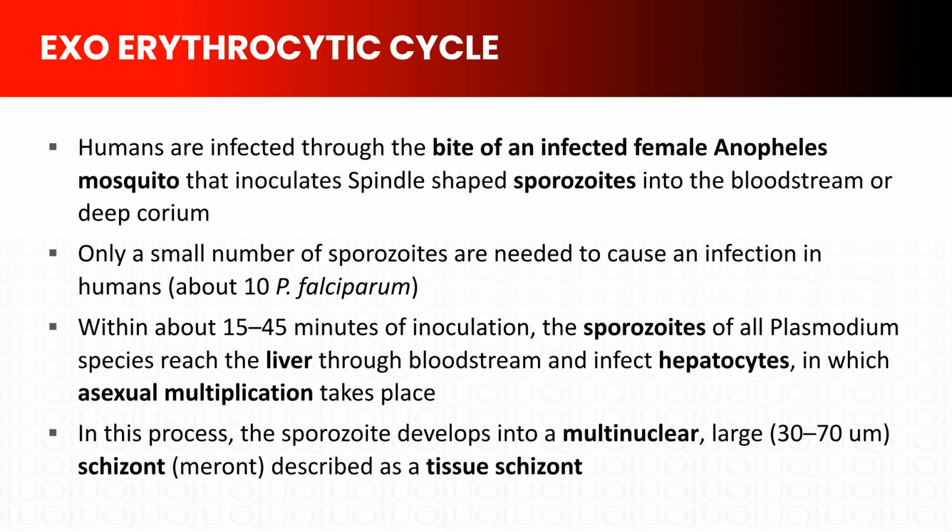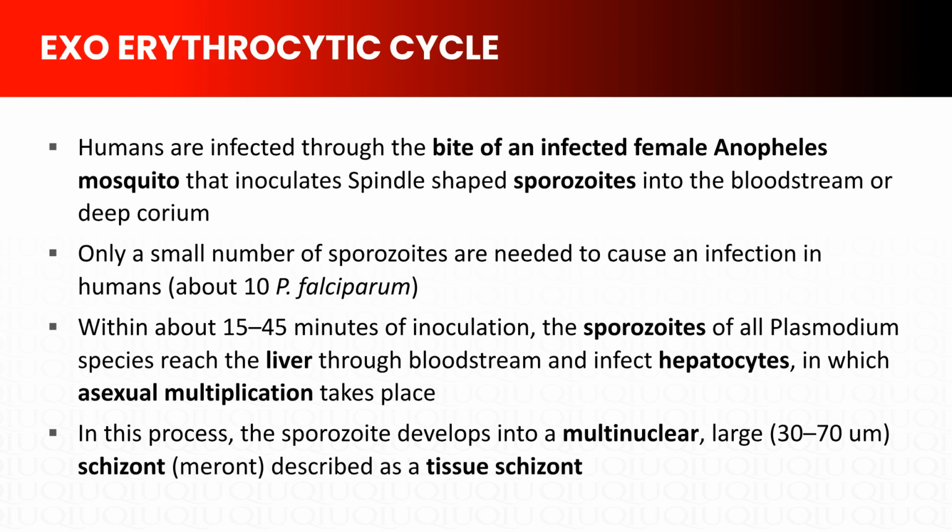Let's explore the exoerythrocytic cycle in detail. Humans are infected through the bite of an infected female Anopheles mosquito that inoculates spindle-shaped sporozoites into the bloodstream or deep skin layers. Remarkably, only a small number of sporozoites are needed to cause infection, as few as 10 for P. falciparum. Within 15 to 45 minutes of inoculation, sporozoites of all Plasmodium species reach the liver through the bloodstream and infect hepatocytes. Inside liver cells, asexual multiplication takes place.